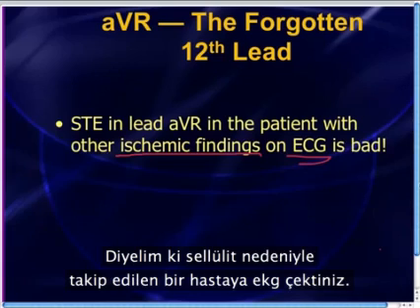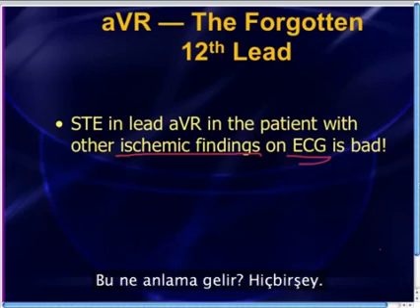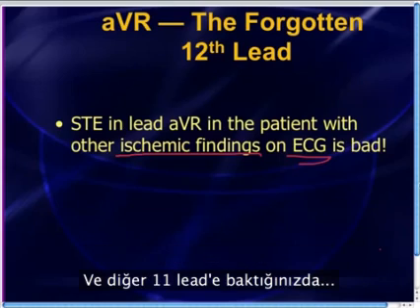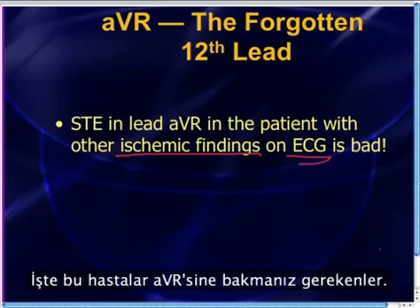Let's say you get an EKG on a person being admitted for cellulitis, and they've got no cardiopulmonary complaints, and you see ST elevation in lead aVR. What does it mean? Nothing. So only apply this discussion to patients who have some concerning symptoms, and when you look at the 12-lead, you look at the other 11 leads, you see ST abnormalities in those other 11 leads which make you worry about ischemia. Those are the patients that you now need to take a look at lead aVR.